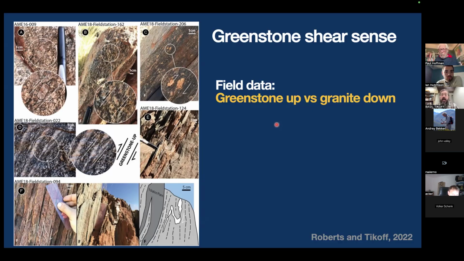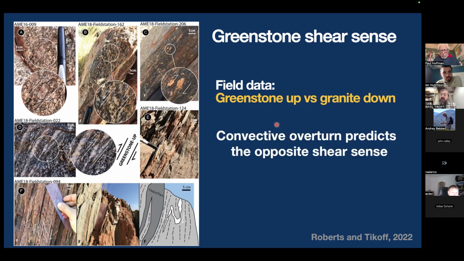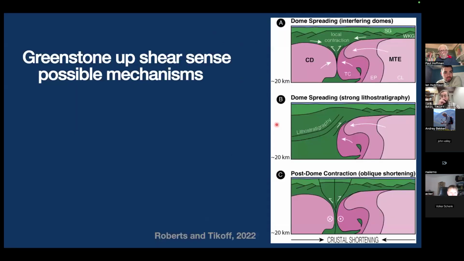Nick did a very nice job of looking statistically at which ones are up versus down, and it's basically 75-25% granite-down shear sense. And so that's opposite of what you'd expect from a simple convective overturn model. So the question is how to make that work.